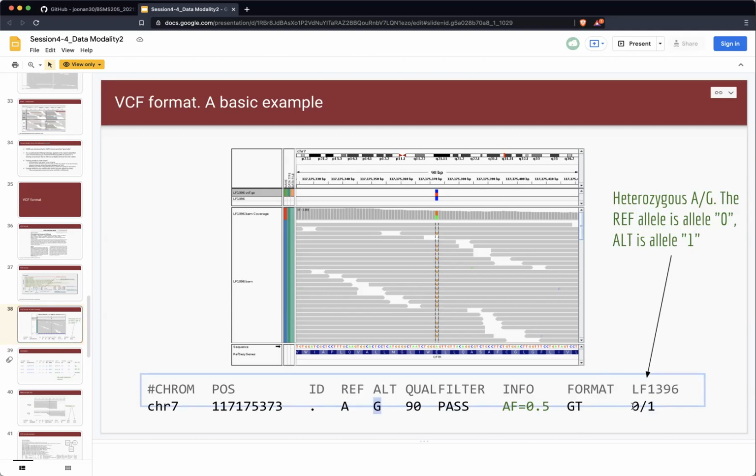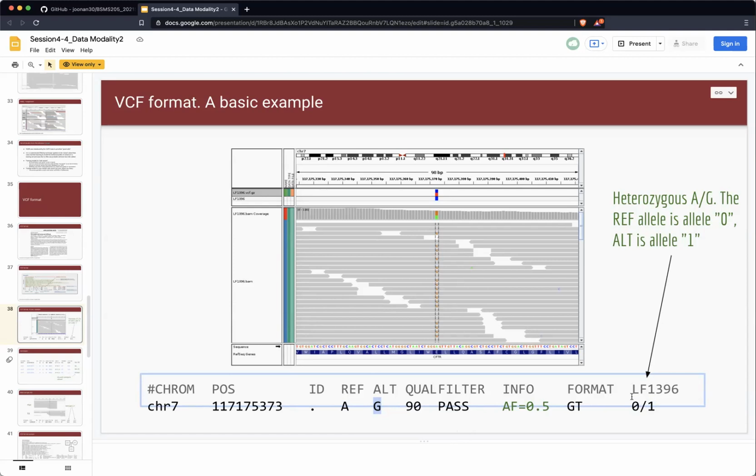So why is this not 1/2? This is based on computational notation. Computers start counting numbers not from 1, they start from 0, right? Most computational languages actually start from 0. So they follow the computational notation, and in that sense, we can say 0 is equal to reference, and 1 is the first allele in the alternative column, right?